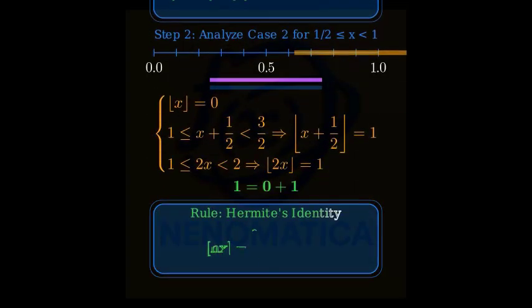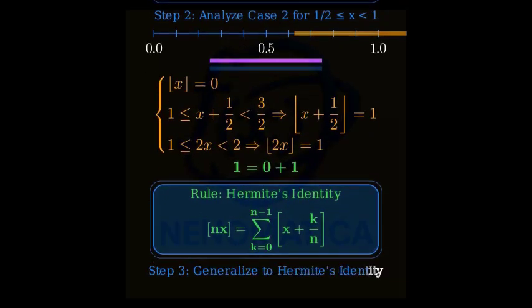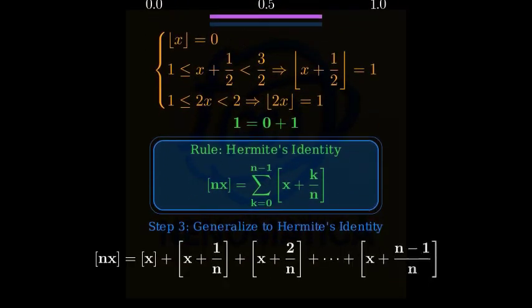This special case is part of a beautiful and more general identity, often called Hermite's identity. The floor of nx equals the sum of floors from the floor of x up to the floor of x plus n minus 1 over n, for integer n at least 1. Step 3. Generalize the result for any positive integer n.